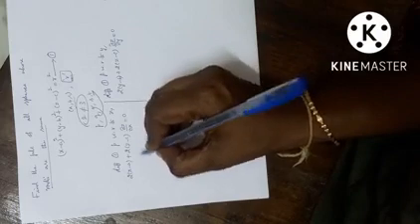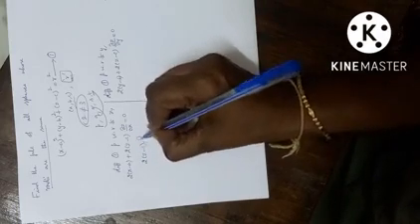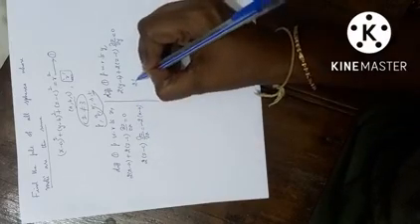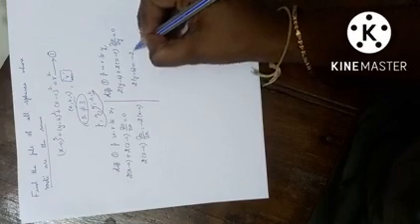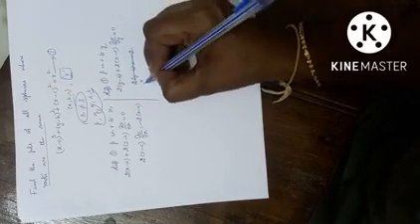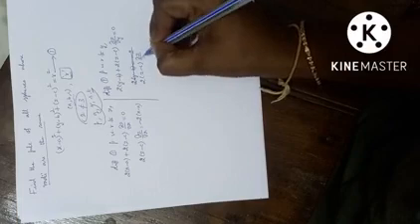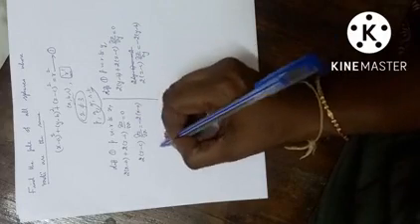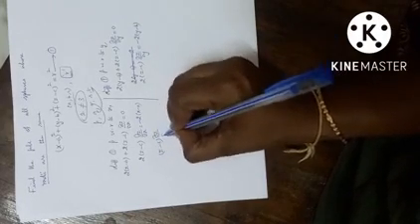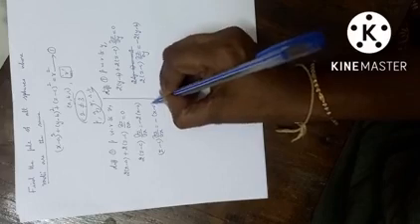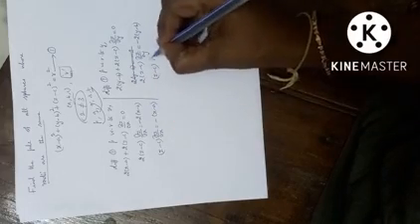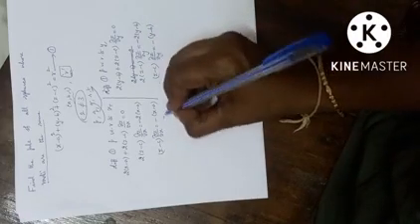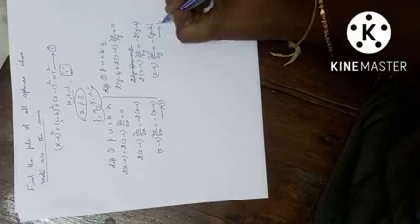I can strike out 2: 2 into z minus c dou z by dou x equal to minus 2 into x minus a. And 2 into z minus c into dou z by dou y equal to minus 2 into y minus b. Striking out the 2 on both sides: z minus c into dou z by dou x equal to minus of x minus a, and z minus c into dou z by dou y equal to minus of y minus b. This is our second equation.